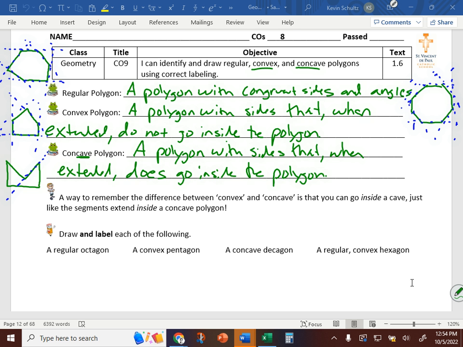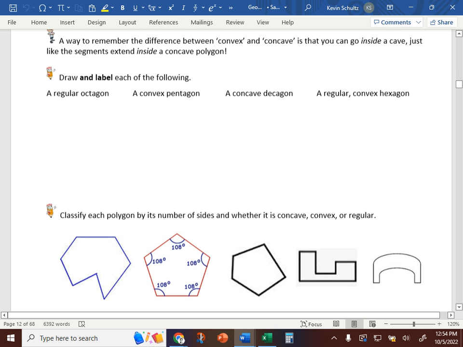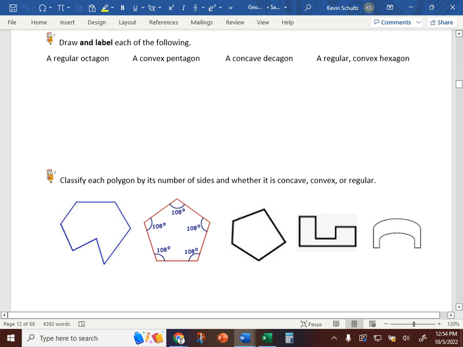Regular: polygon with congruent sides and angles. Questions on these definitions? That was brilliant. That was actually brilliant.